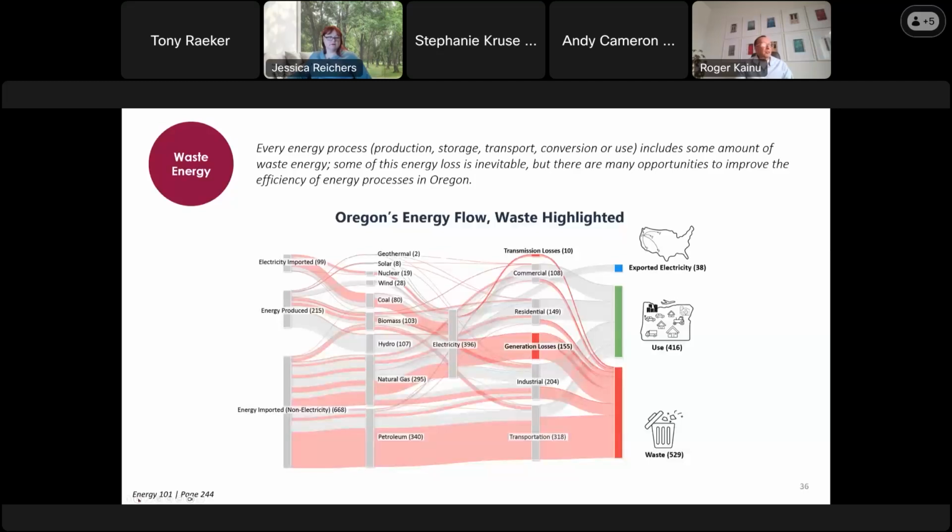Capture and reuse of waste heat can improve overall energy system efficiency, and co-locating industrial processes that require heat with the generation with processes that produce heat is a great example of this. Efficiency investments can help support more reliable and resilient energy systems, among many other related benefits, and provide these with little to no negative effect on Oregon's land, air, and water.